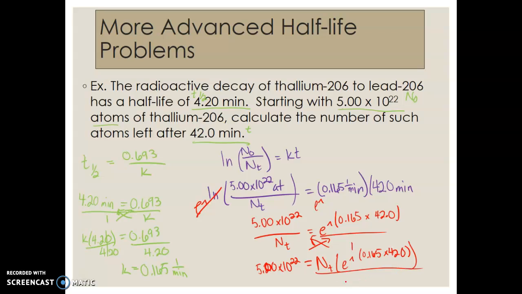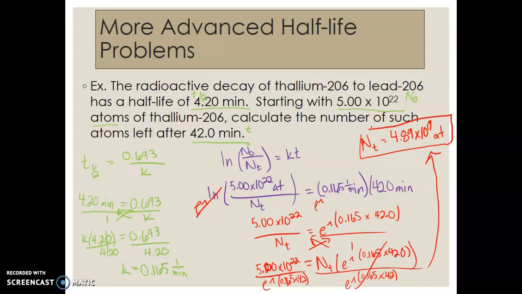So solve for there. And we are going to find that our final amount NT is equal to 4.89 times 10 to the 19th atoms. That is our final amount.